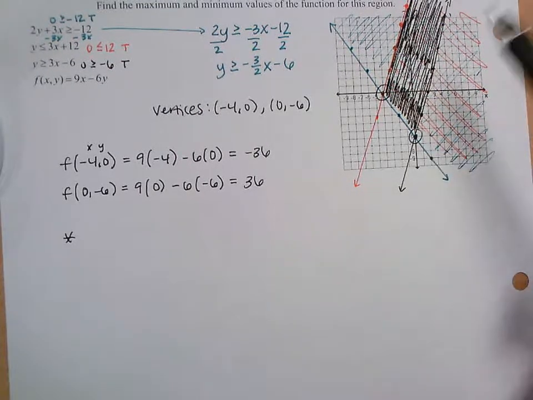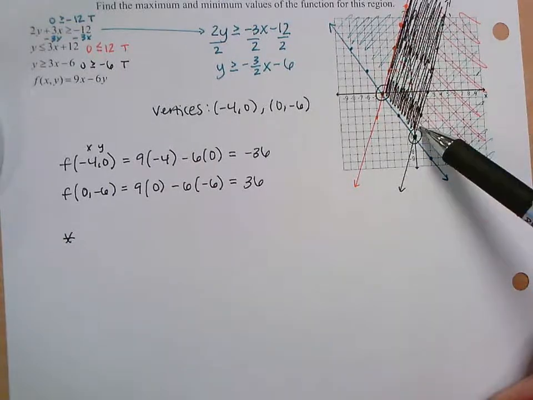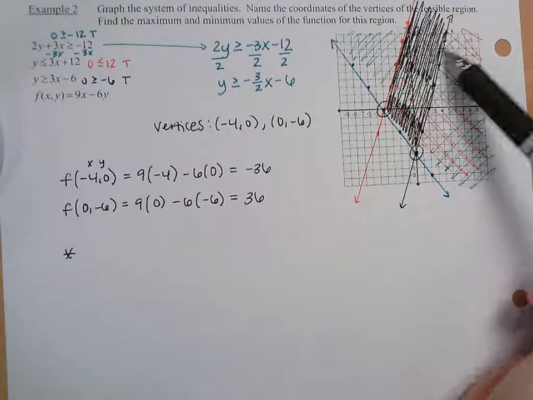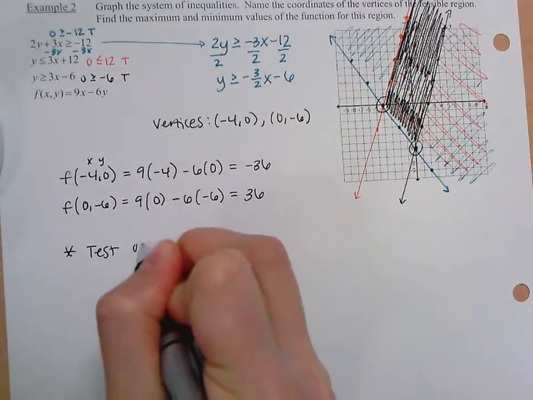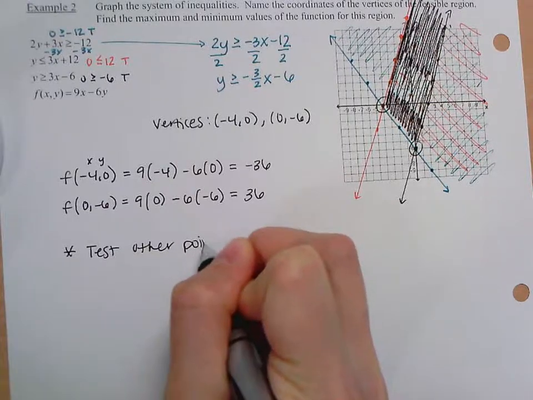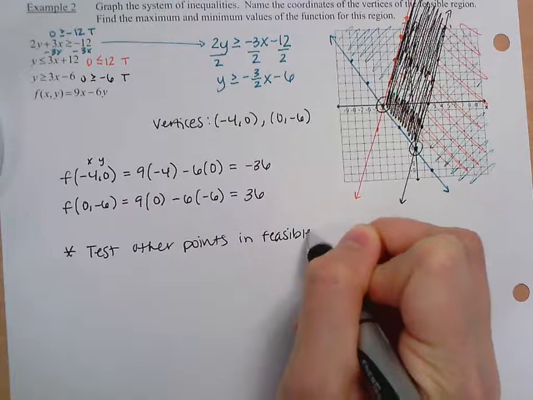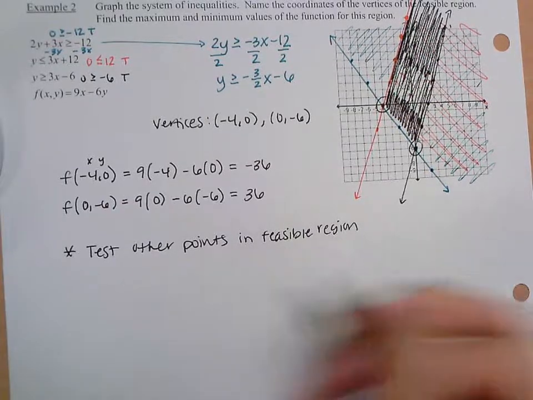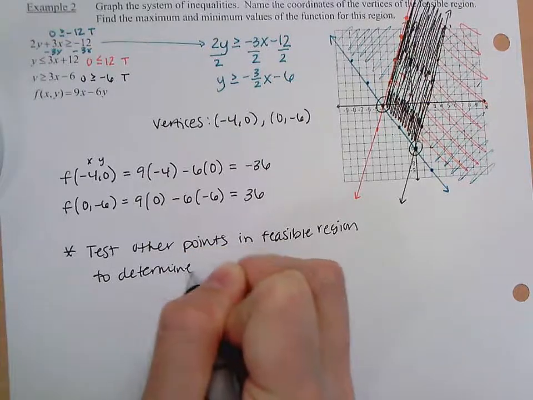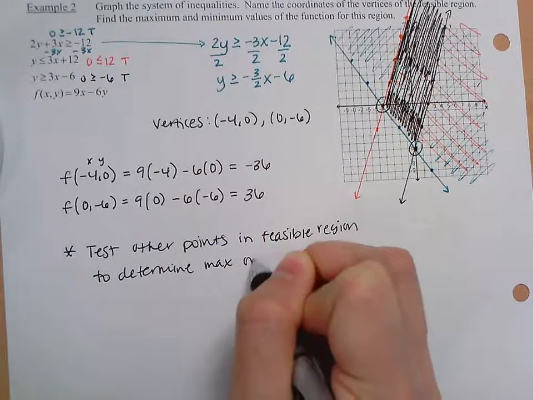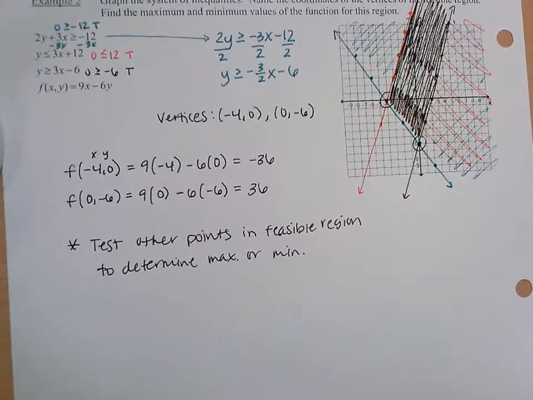So normally you want to test an ordered pair that is farther away from your vertices, so somewhere up here. So I'm just going to put here: test other points in feasible region to determine max or min. Or if you need to write something different as a note to yourself of what to do.